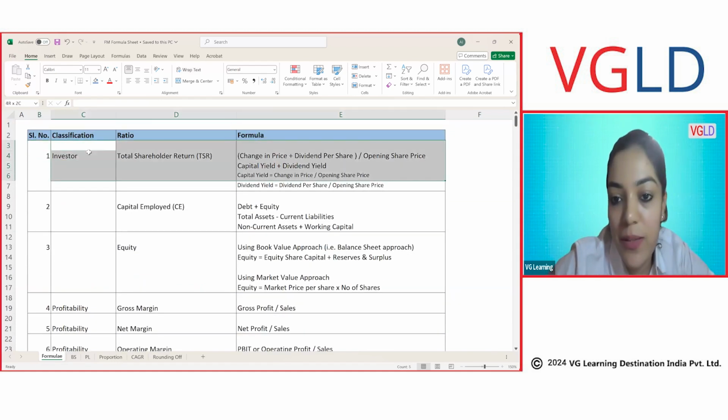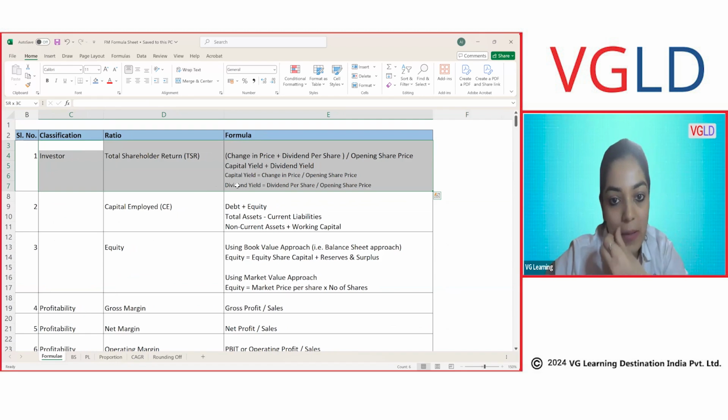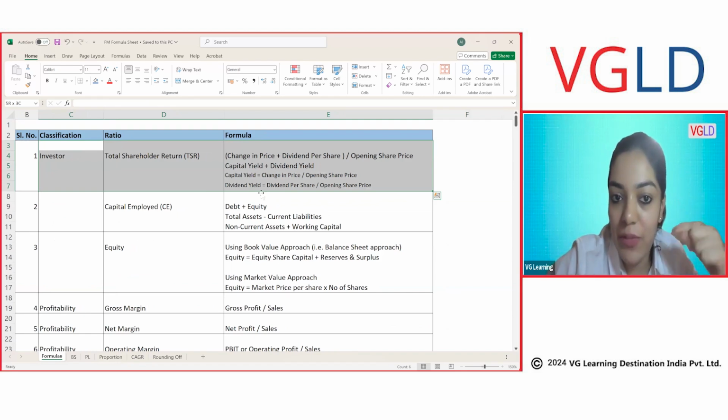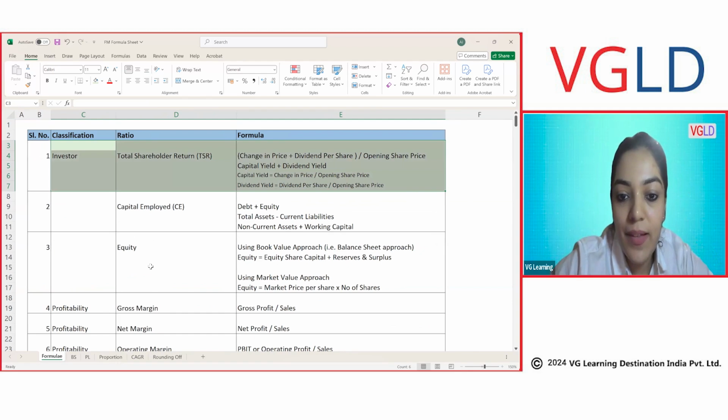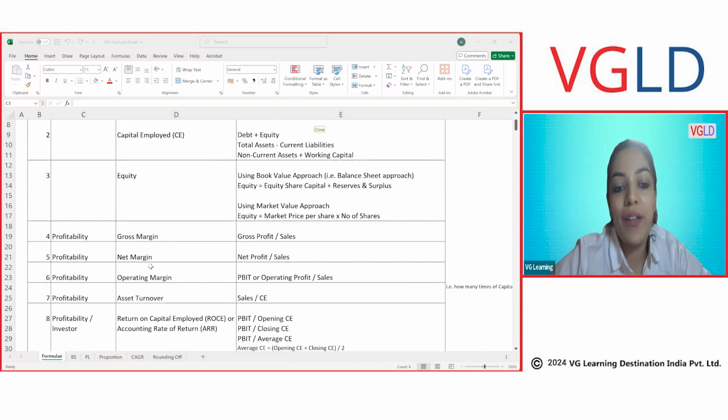So total shareholder return we have covered today, right? We broke it down into capital yield and dividend yield. So this is done. So I'll just highlight that, okay, this is covered in the class. Then yes, so PM also we have the same thing, right, Apurva?